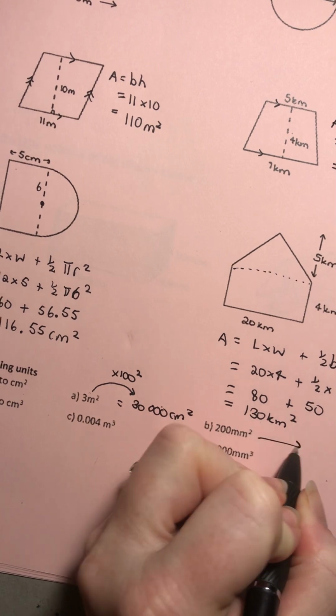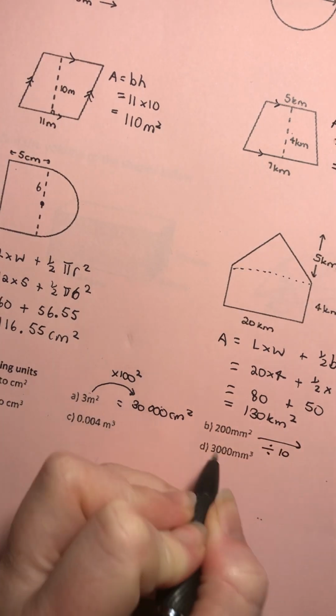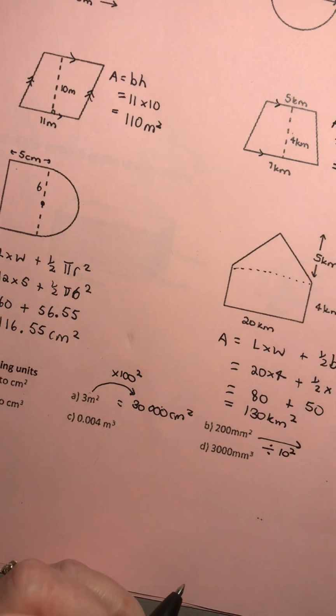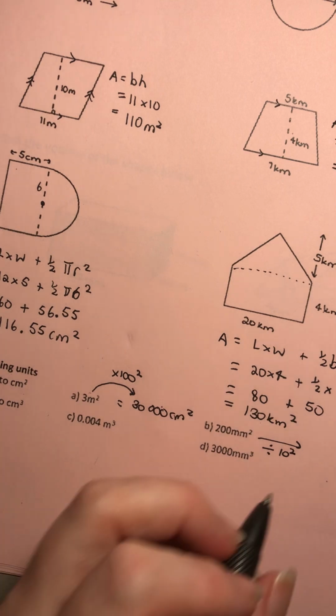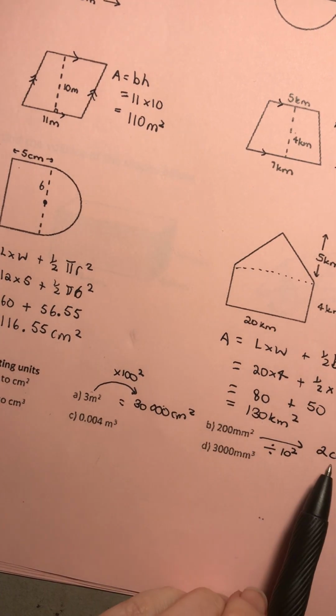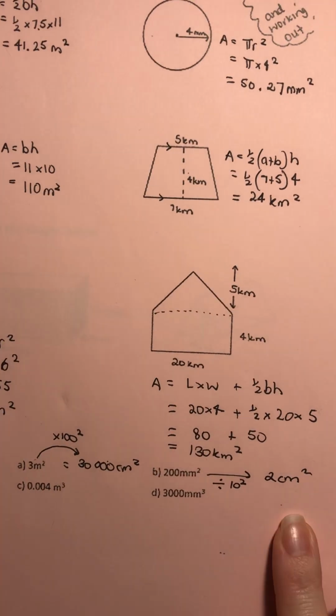Going back the other way, I would divide by 10 if it was just millimetres to centimetres, but I've got squared, so it's dividing by 10 squared. So I do my 200 divided by 10 squared, and I'm going to get 2 centimetres squared. So my answer for that one was 2 centimetres squared.